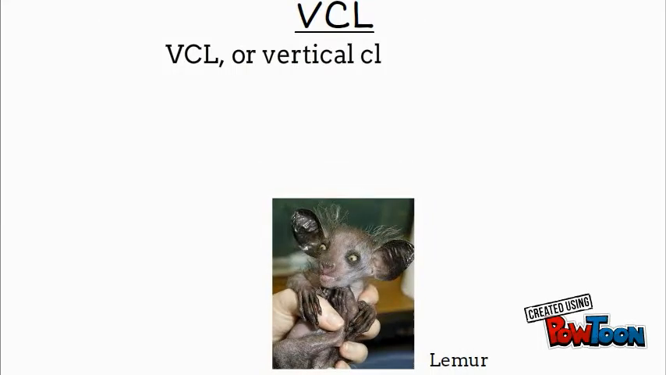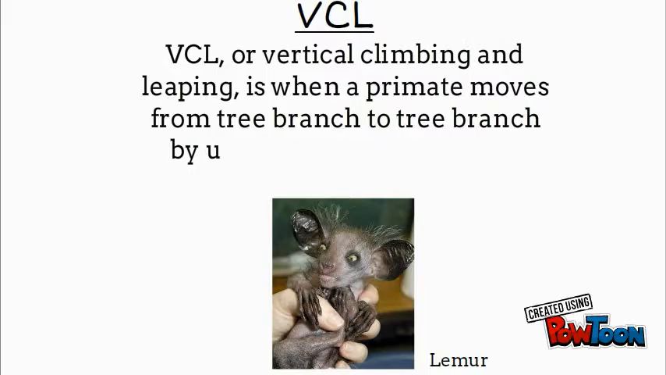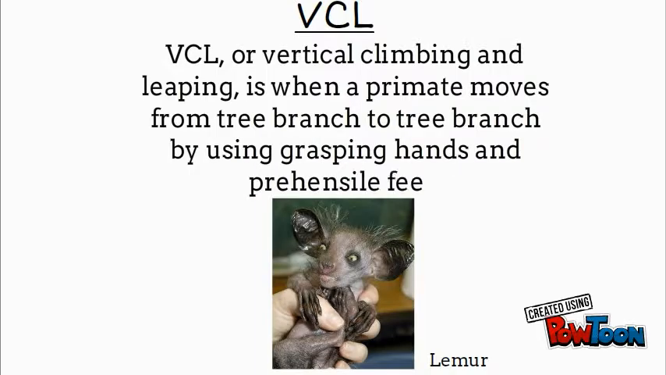VCL, or vertical climbing and leaping, is when a primate moves from branch to branch by using grasping hands and prehensile feet. An example of a primate that uses this locomotor pattern is a tarsier.